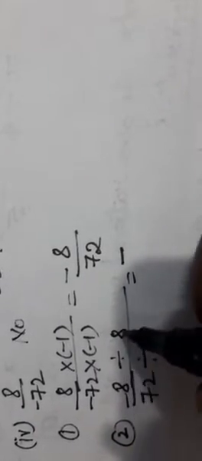Now take the same rational number and divide both numerator and denominator with the HCF, which is 8. Minus divided by plus is minus. 8 ones are 8, or 8 divided by 8 is 1. So I write 1 here. 72 divided by 8 is 9. 8 nines are 72. Now minus 1 by 9 is in the standard form.